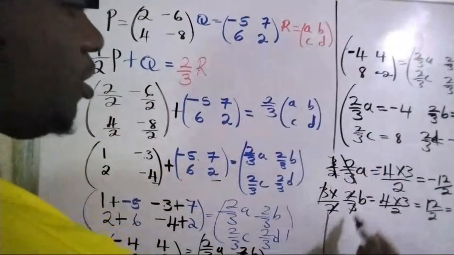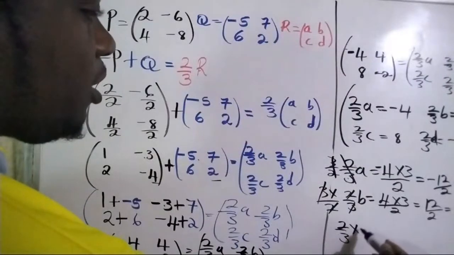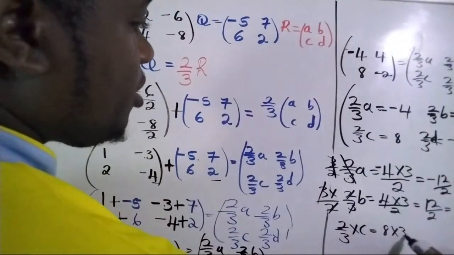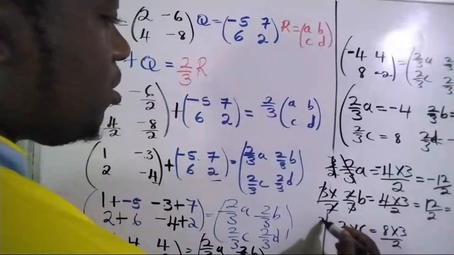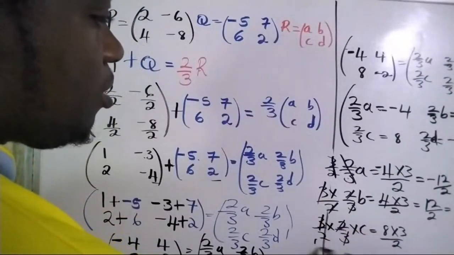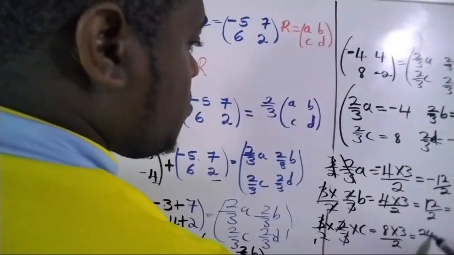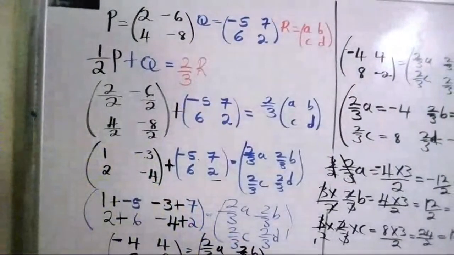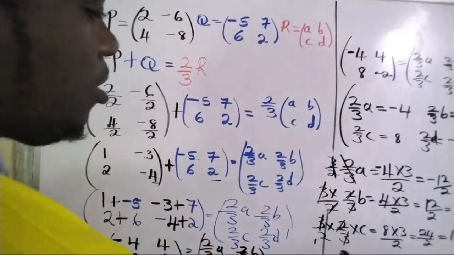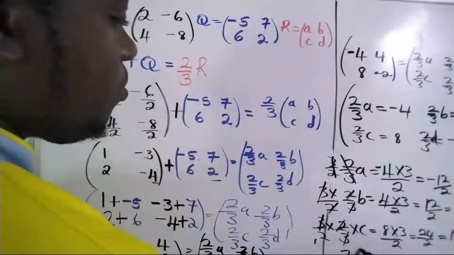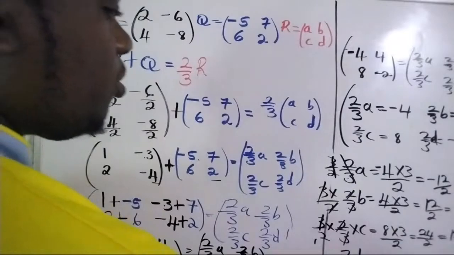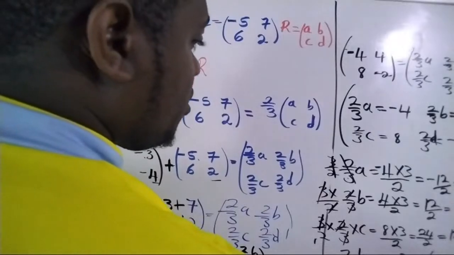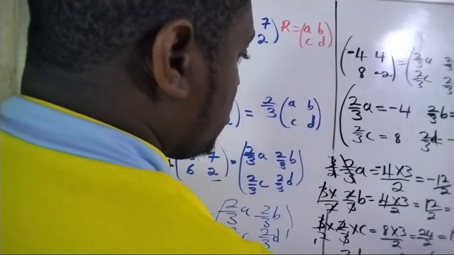C now is equal to 2/3 times C equal 8. You just do the opposite, which is multiply by 3 and divide by 2. So 8 times 3 is 24. And you divide by 2, so that works out to 12. What will be D? 2/3 of what number gives you -2? Again, you transpose, you multiply by 3, divide by 2. Negative 2 times 3, negative 6 over 2, which works out to negative 3.